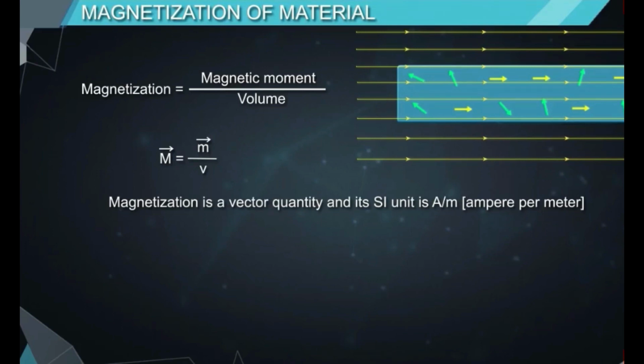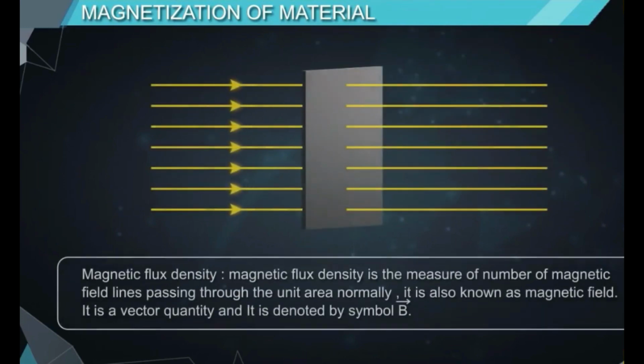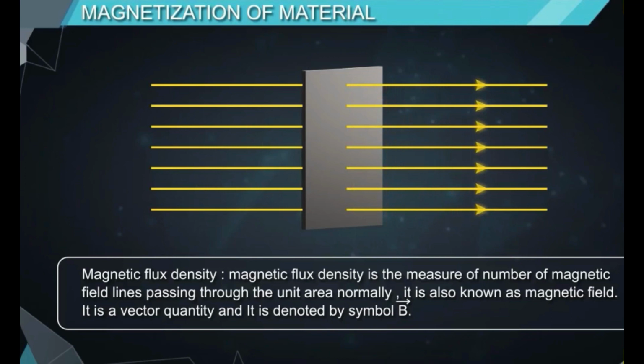Before continuing the topic, let us learn about a few terms. Magnetic flux density. Magnetic flux density is the measure of the number of magnetic field lines passing through a unit area normally. It is also known as magnetic field. It is a vector quantity and it is denoted by the symbol vector B.